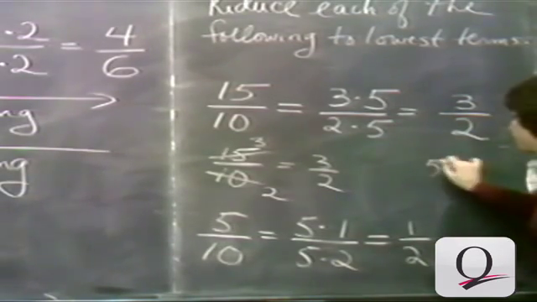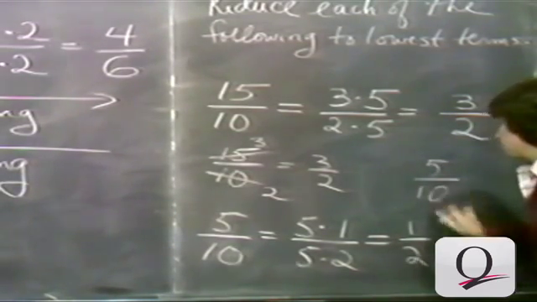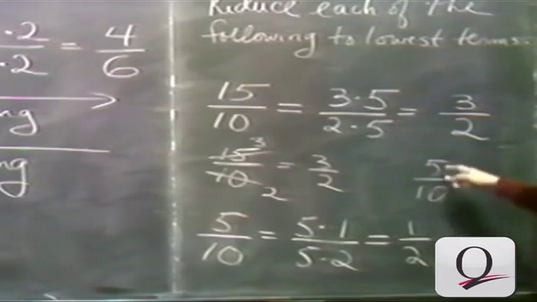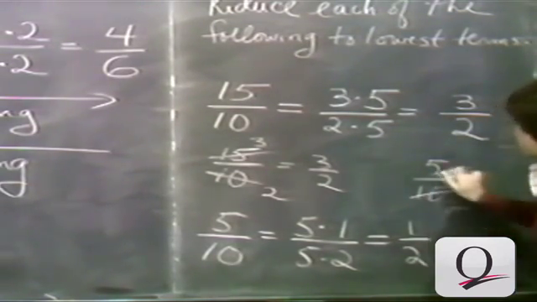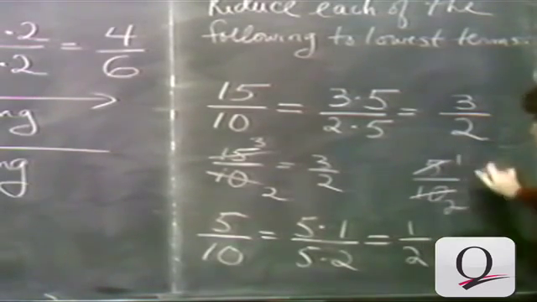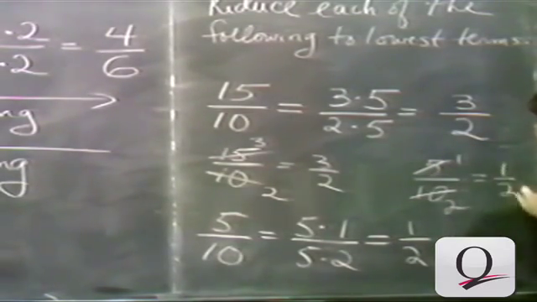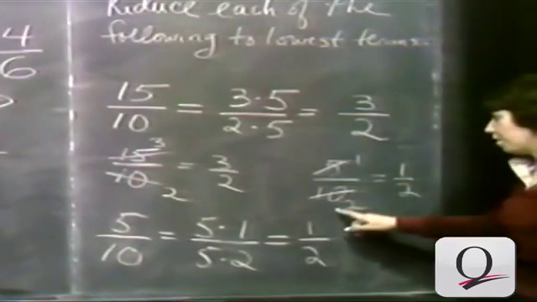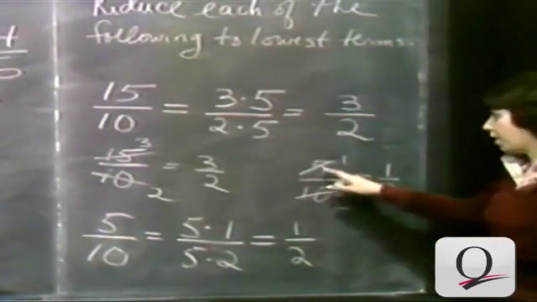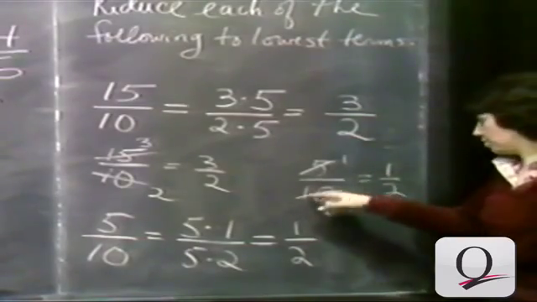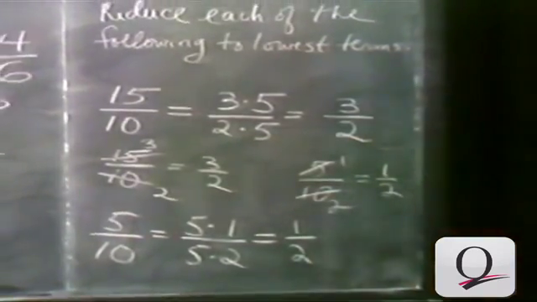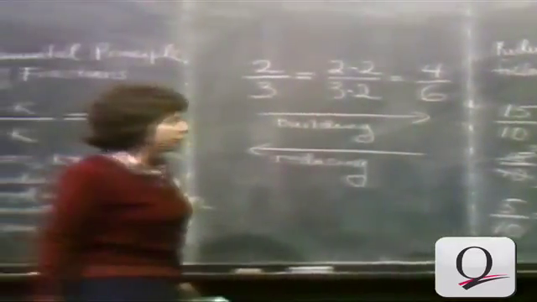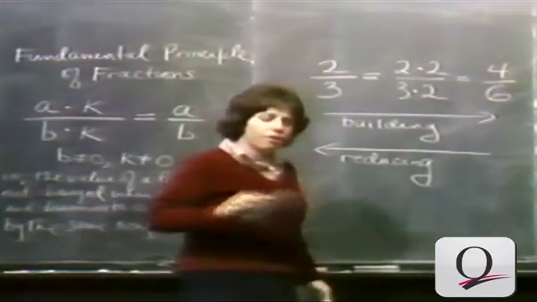Okay, just a word of caution. When you're dealing with something like 5/10, you'd say, how many 5's in 10? That's 2. Don't forget to leave a 1 up here. The answer is 1/2. Don't think of it, say, as 0 over 2 or something like that. We are dividing top and bottom by 5. How many 5's in 5? 1. How many 5's in 10? 2. Final answer, 1/2.